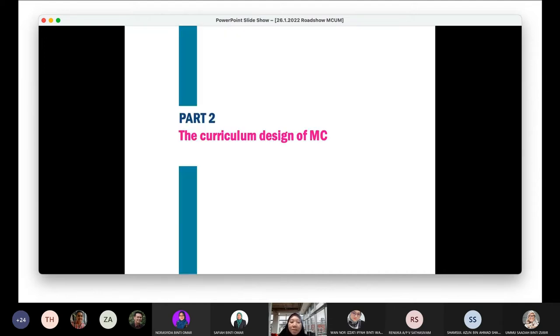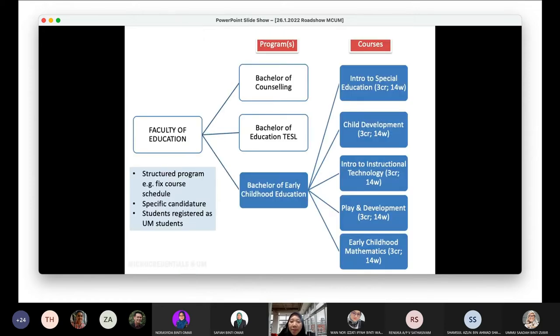Okay, let's go to part two of this talk, which is the curriculum design of micro-credential. If you have questions, you can type in the chat area so that our moderator can read them to us once the FAQ session is opened.